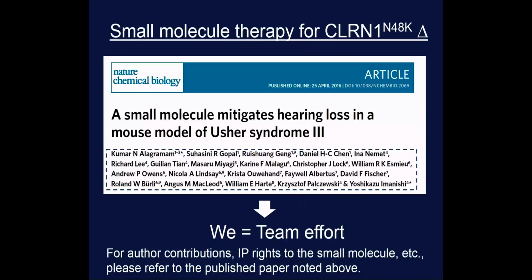In this slide, I show the front page, the first page of our recently published paper in Nature Chemical Biology. The title of the paper is "A Small Molecule Mitigates Hearing Loss in a Mouse Model of Usher Syndrome Type 3." This was published April 25, 2016. I have put a box around all of the authors' names to emphasize the point that this is a team effort. If you need more details about the small molecule therapy for Usher Type 3, please look up this paper.